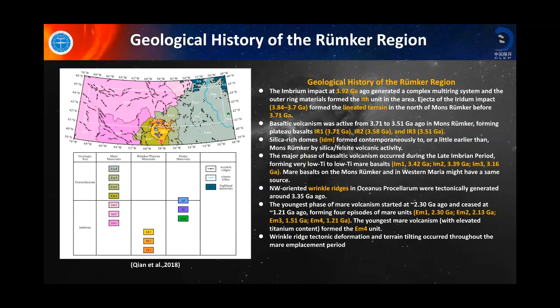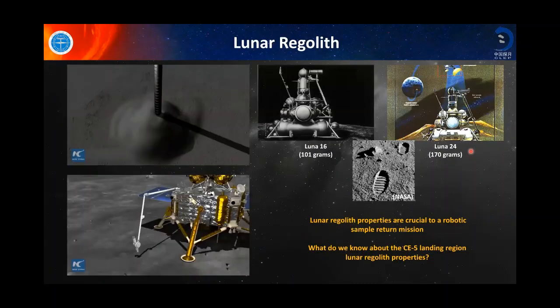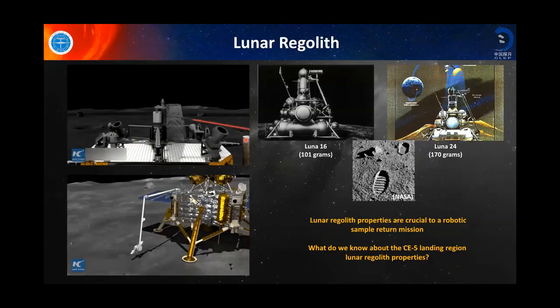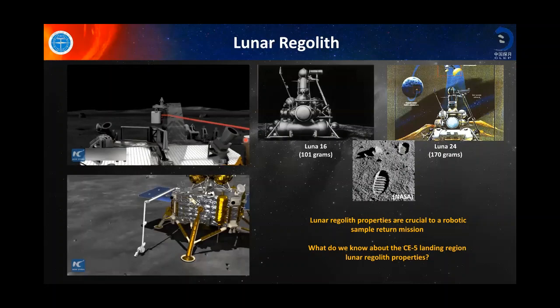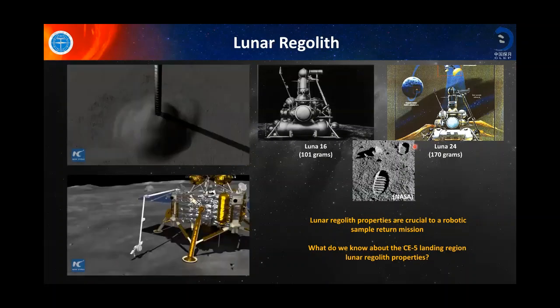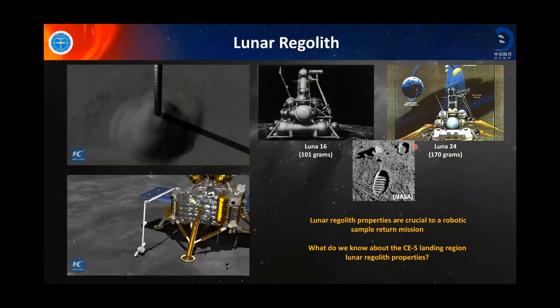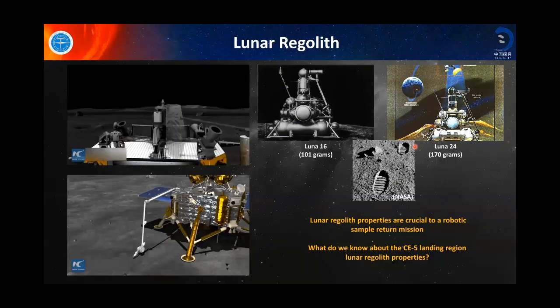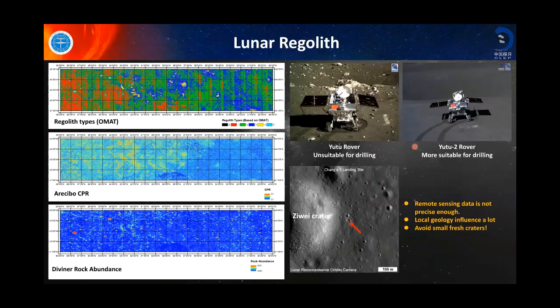Why do we care about lunar regolith? That is because the Chang'e-5 mission is actually a lunar sample return mission. And for a robotic sample return mission, regolith properties will have a huge influence, not only on the mission operation, but also on the mission outcomes. So what do we really know about the regolith properties of the Chang'e-5 landing region? I just want to say we don't know very much. That is because the remote sensing data doesn't have enough resolution, and the regolith is largely controlled by local geology.